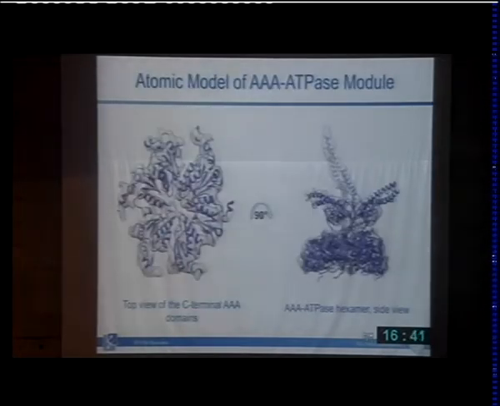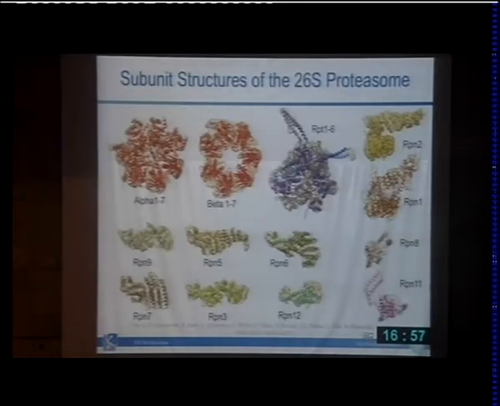Nevertheless, it enabled us then to put forward a pseudo-atomic structure of the whole thing. That is now, for the ATPase part, the interpretation of the density, and that is for all the subunits, the interpretation at an atomic level now, which is pretty good, I would say, for all the PCI-containing subunits and RPN1. RPN2, there was a crystal structure out there from Morris' lab, which fitted quite well.